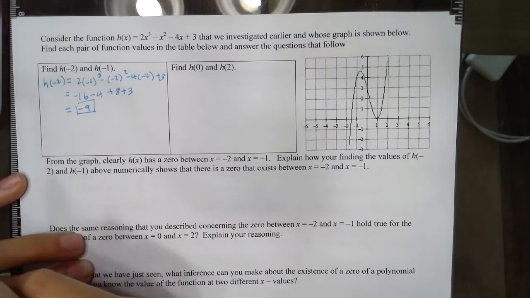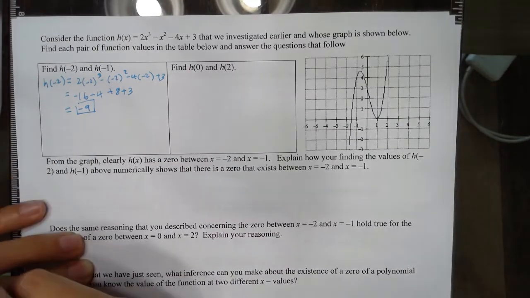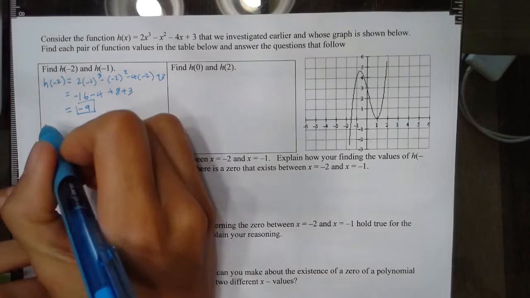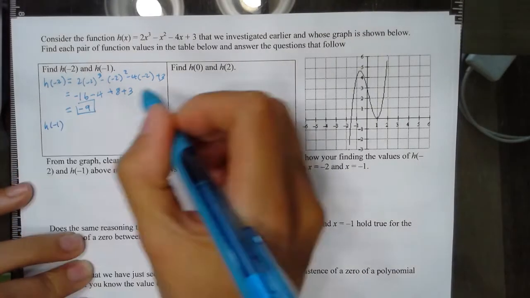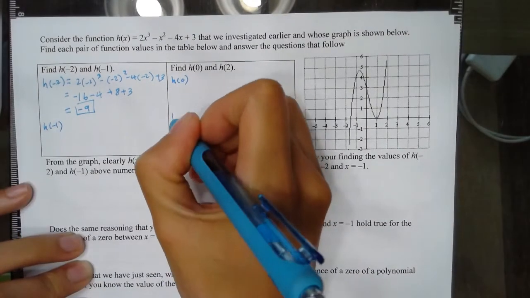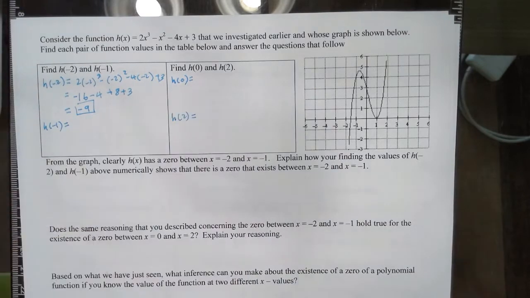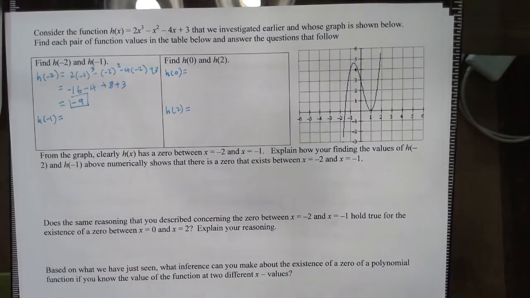Guest teacher, can you pause the video and let students find h of negative 1, h of 0, h of 2 quickly, and then resume back once they find those 3 values. It should take about 2 to 3 minutes.